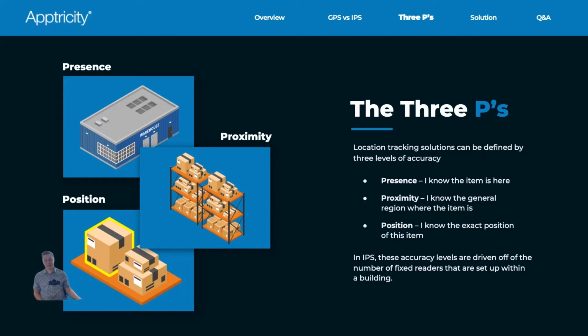And so that's presence. Proximity is now, I know the general region where the item is. So imagine we have a warehouse and we divide it into quadrants.